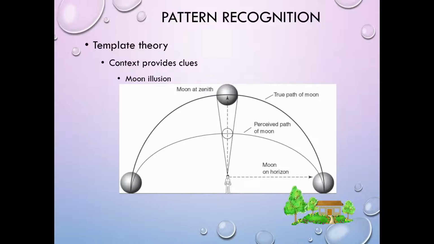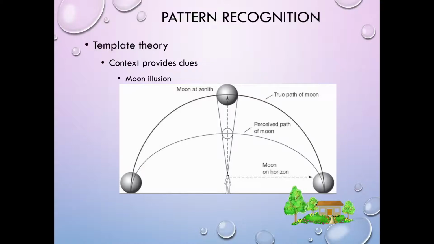Sticking under template theory and this idea of context providing clues, I wanted to talk just for a second about the moon illusion. If you ever are lucky enough to see the moon in its full phase on a clear night, going from the horizon out to the center of the sky, you'll notice the moon actually looks bigger on the horizon than it does when it's in the center of the sky. When I was in Hawaii, they told us that it's because the moon's actually closer in Hawaii, and that's why it looks so big there.